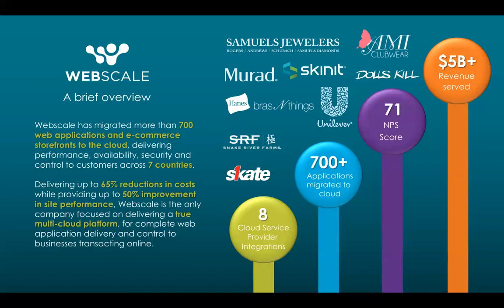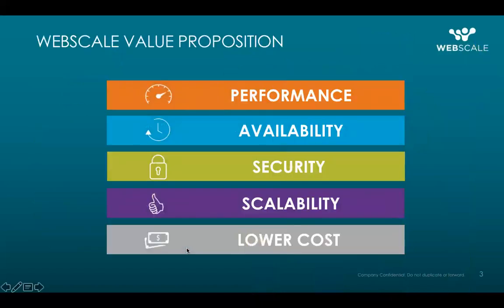So with that, we wanted to take a quick minute to go over the high-level value propositions of Webscale. It certainly comes down to 5 key things: performance, availability, security, scalability, and of course, lowering costs.